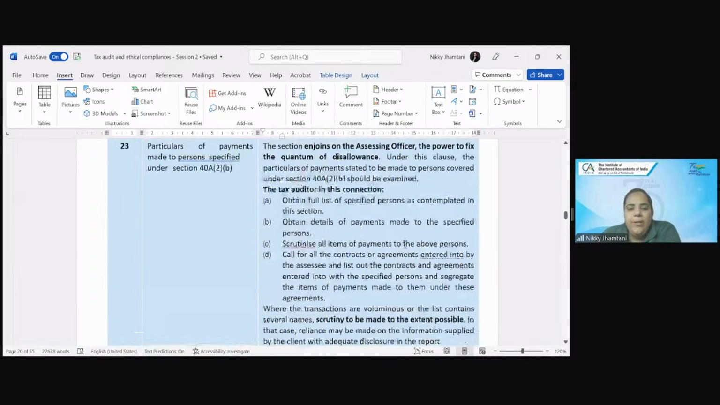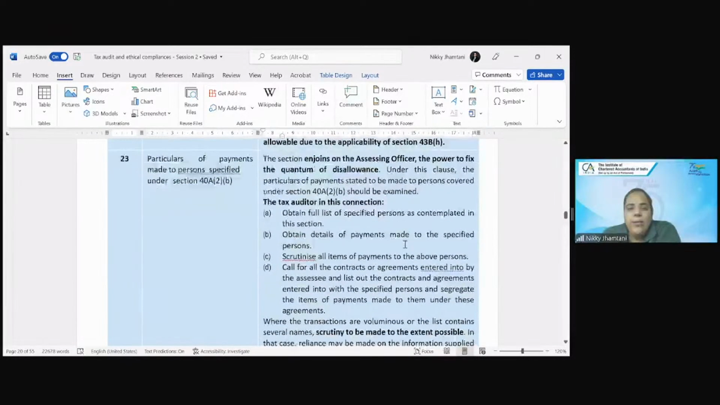So next is 40A(2)(b), Clause 23. Particulars of payment made to persons specified under 40A(2)(b). This we all know, generally relatives of the business concerned, relatives of the assessee, they fall here. So the section enjoins on the assessing officer the power to fix the quantum of disallowance. Under this clause, the particulars of payment stated to be made to persons covered under 40A(2)(b) should be examined.